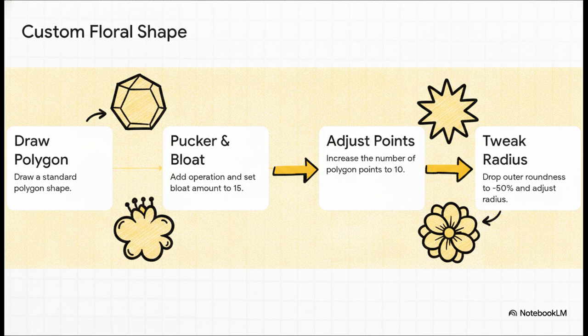Here's the smarter way. First, just draw a basic polygon. Then, pop open that Add menu, toss in pucker and bloat, and set the bloat to a positive 15. Next, jump into your polygon path settings and crank the points up to 10. Finally, dip that outer roundness to negative 50% and tweak your radius. Boom. Just like that, your standard, kind of boring polygon is a completely custom flower graphic.